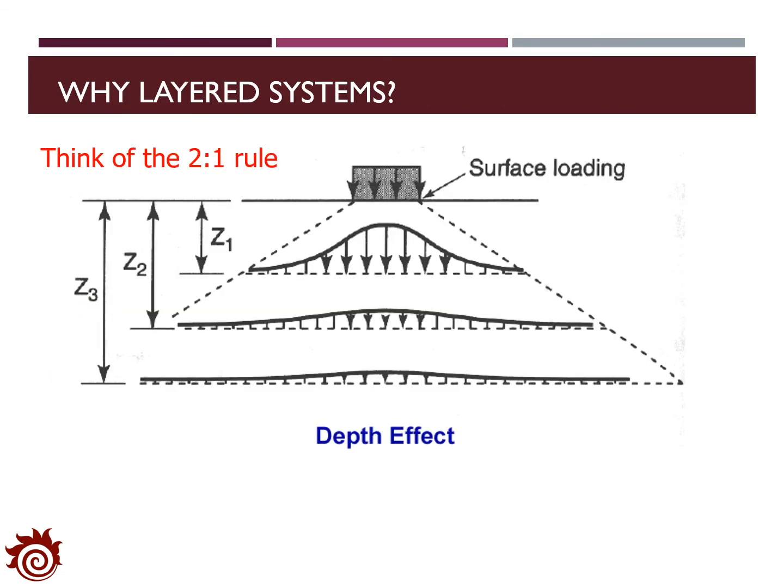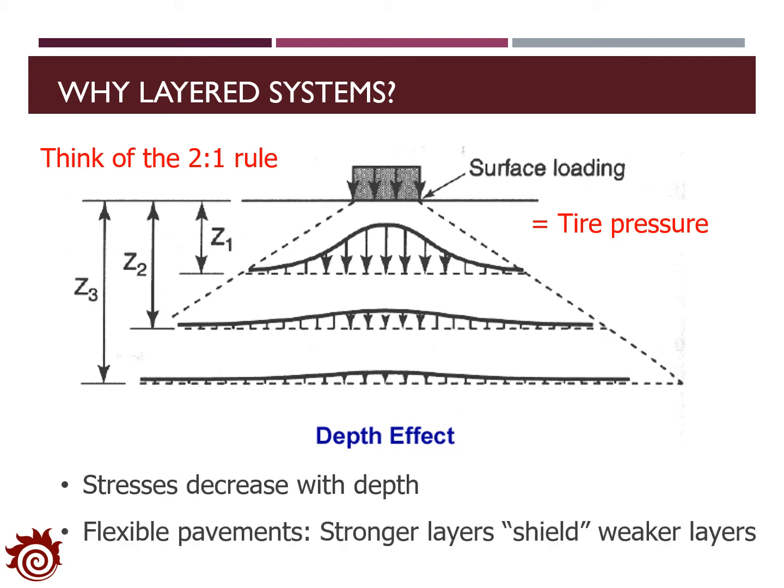The reason for us to introduce a layered system for flexible pavement design is actually based on the stress we estimated at the different depths in the pavement. This figure shows the stress distribution beneath the surface load. We know that the surface load is the tire pressure of the cars and trucks, and think about the 2 to 1 rule. With increased depth, the stress decreases dramatically. In that sense, with different layers of the flexible pavement, the stronger layers on top can shield the weaker layers at the bottom, especially the subgrade with the soil foundation.